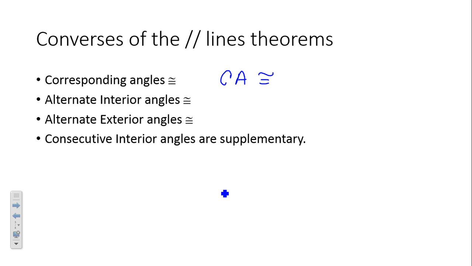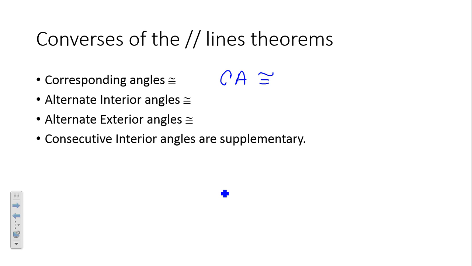Because we're going to talk about the converse of it today. Okay, the converse of the corresponding angles theorem says if two lines are cut by a transversal and the corresponding angles are congruent, that forces those lines to be parallel. Okay, so that's the converse of it.